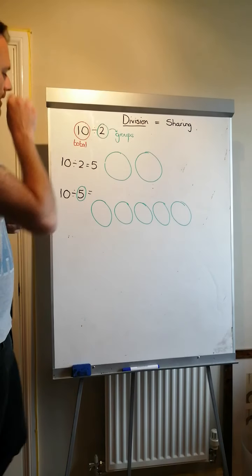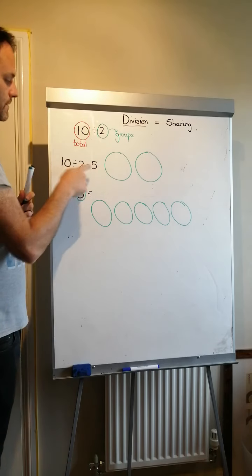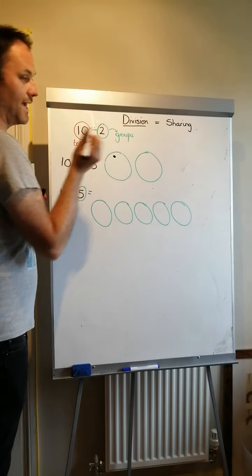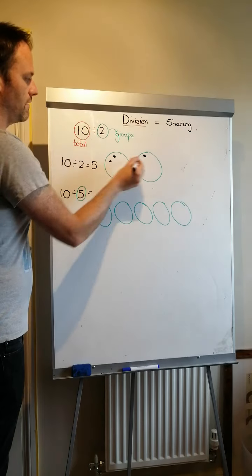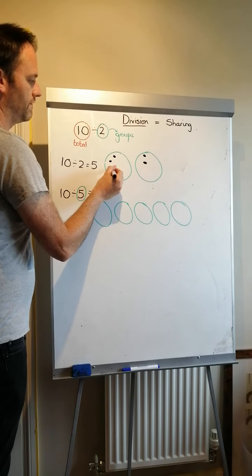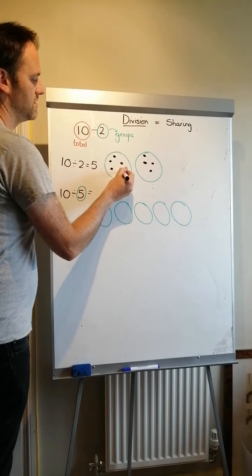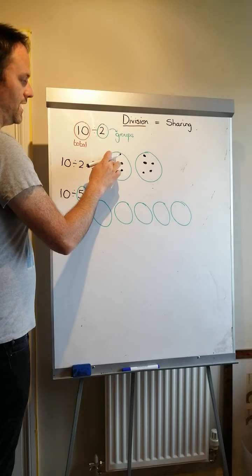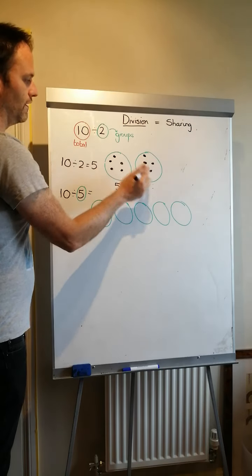No, that was wrong. So remember we have 10, it's our total. We're dividing it into 2 groups. We want 5 in each. So if I'm drawing it, I'm just counting in my head as I go. 1, 2, 3, 4, 5, 6, 7, 8, 9, 10. Simple as that. Right, how many in each group? 1, 2, 3, 4, 5 in that one. 1, 2, 3, 4, 5 in that one.